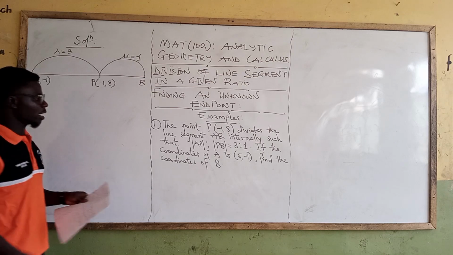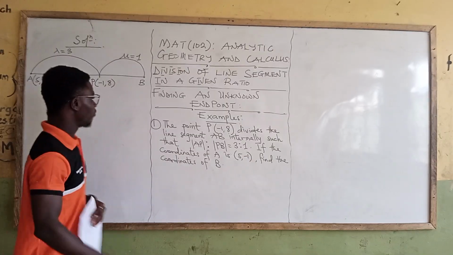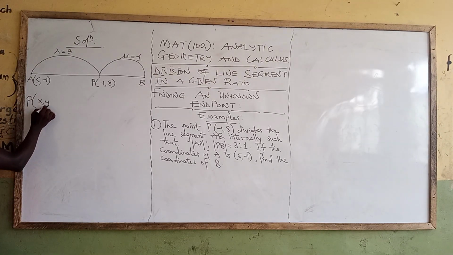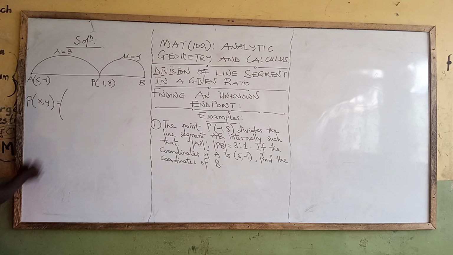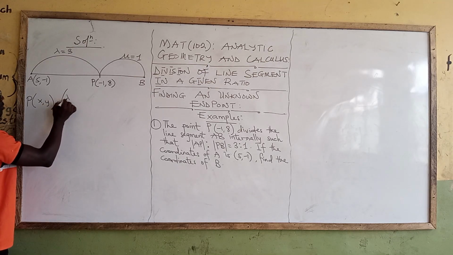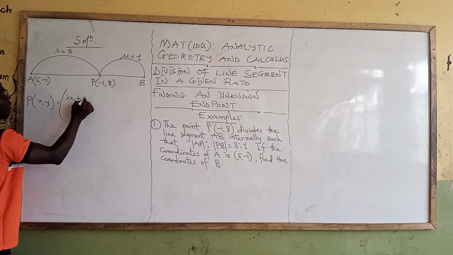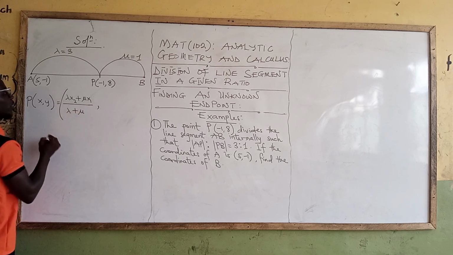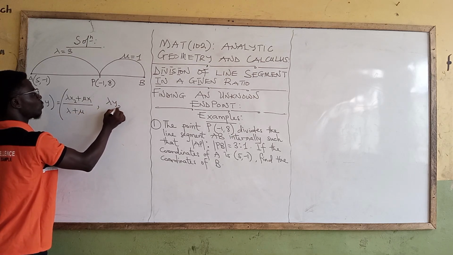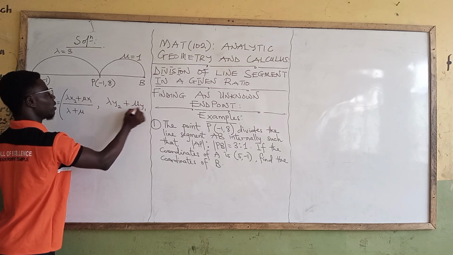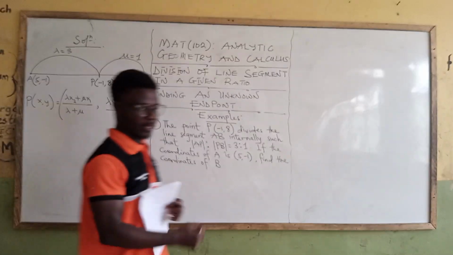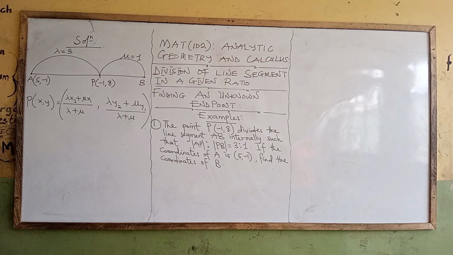So how best can we find the coordinates of B? Let's take note. P is (x, y), and it divides internally. So we get lambda x2 plus mu x1 divided by lambda plus mu. Then we get again lambda y2 plus mu y1 divided by lambda plus mu. So we have this. How best can we solve that?